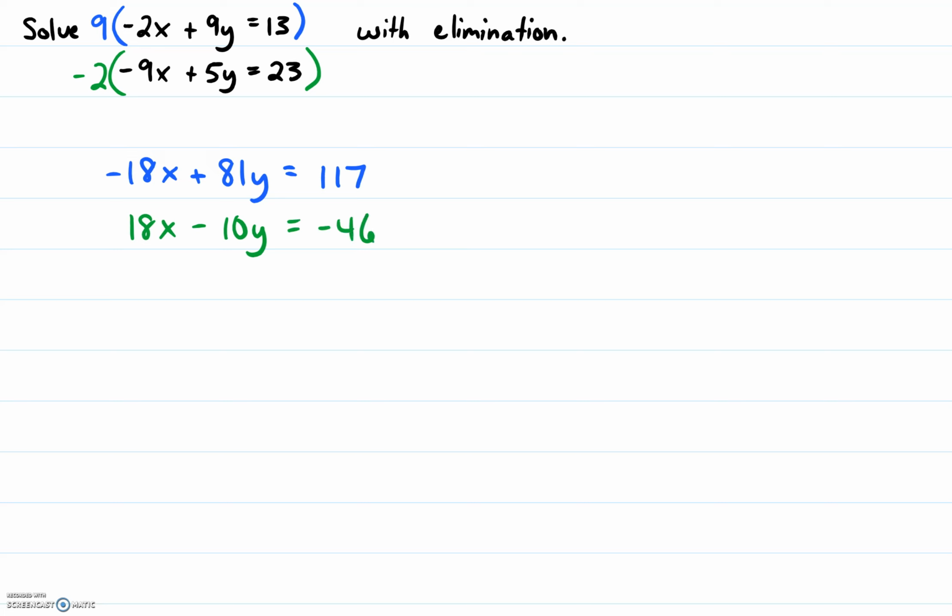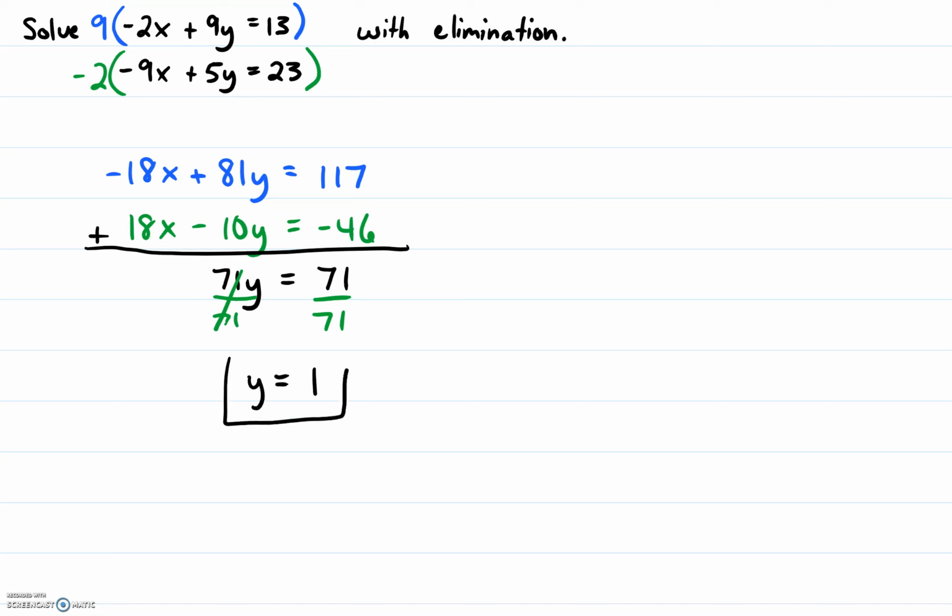And now that we have opposing coefficients on the x's, we're going to combine these two equations with addition. So negative 18 plus 18 is going to give us 0, so the x's are now gone. The 81y minus 10y is going to give us 71y. And 117 minus 46 is going to give us 71. So this is nice. It looks like the numbers have smiled upon us this time, because solving for y, we can divide both sides by 71, and that's going to give us y is equal to 71 over 71, which is the same thing as y is equal to 1.